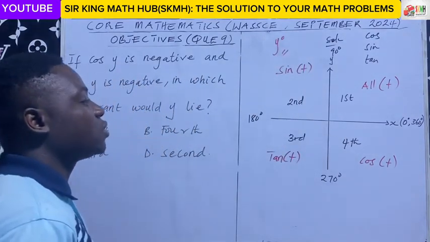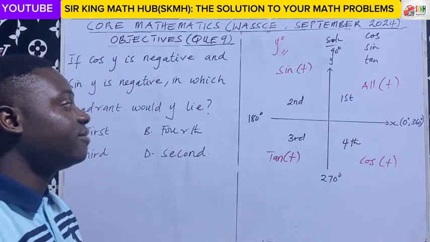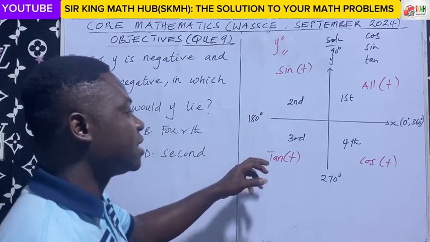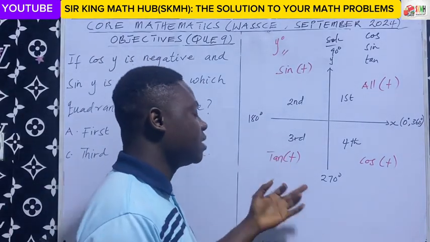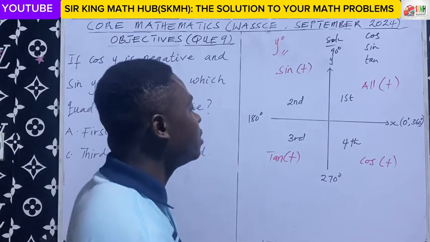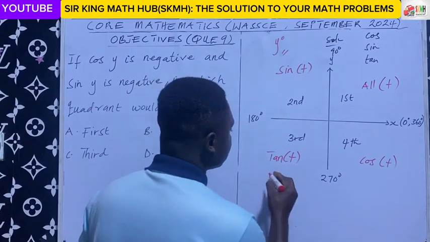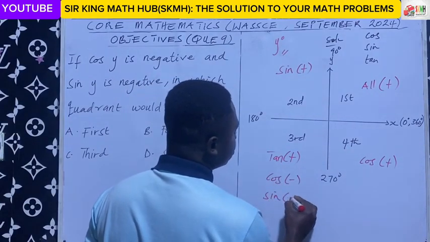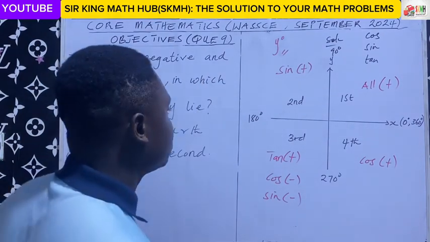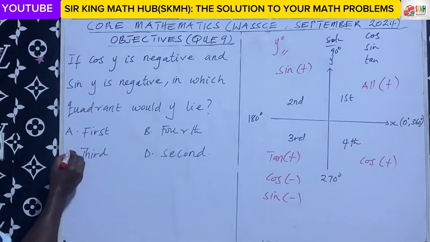So where should we place y to get the cos and the sine to have negative values? So as you can see, it should be at the third quadrant. We see that in the third quadrant, it's only the tangent which is positive. So if the tangent is positive, it means that the cos here will be negative, and then the sine will also be negative. So that is the third quadrant. So the right answer is option C.